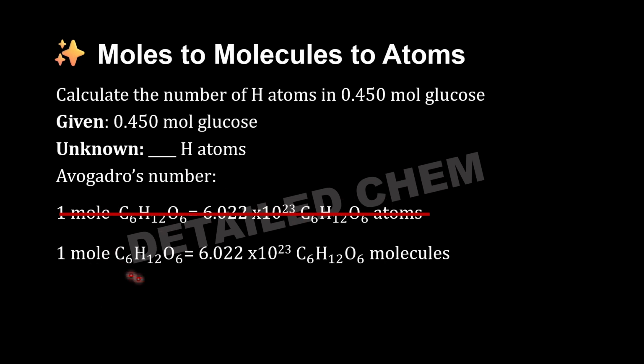So we should use 1 mole of glucose is equal to 6.022 times 10 to the power of 23 glucose molecules. Alright? So remember, atoms is represented by a single element only. But glucose here has more than one element, so we should use molecules. Alright? And in order for us to convert from molecule to atoms, one molecule of C6H12O6, this is the formula of glucose by the way, is equal to 12 H atoms. So in the formula, we have 12 hydrogen atoms, so we need to put 12 here, okay?